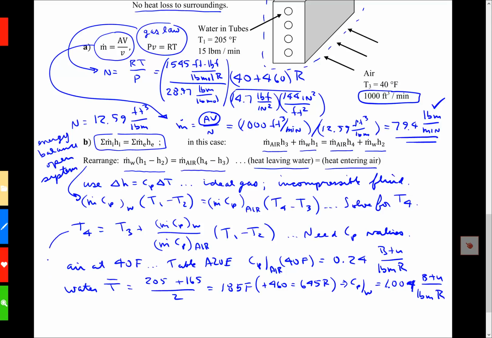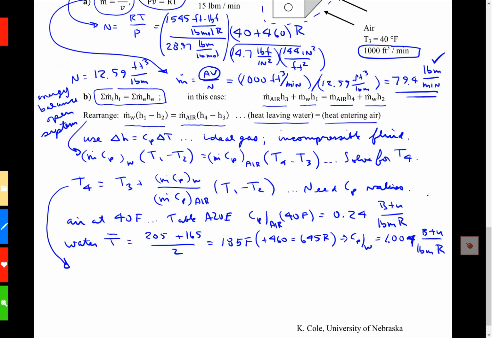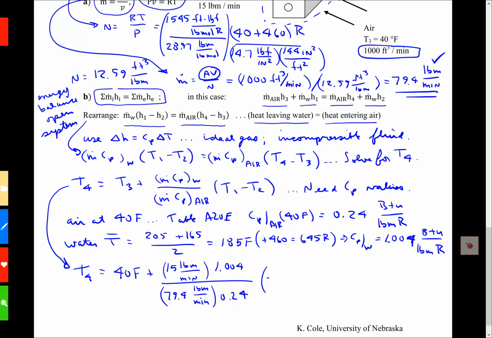All right, finally we can compute our temperature now. We've been given these values. Let me scroll up a little bit. We've got T4 is going to be T3, which is 40 Fahrenheit, plus m dot for the water is 15, that's in pound mass per minute. Cp for the water is 1.004. Now, actually, the units of Cp are going to cancel. The mass flow rate for the air is 79.4, and that's in pound mass per minute. And the Cp is 0.24. The temperature difference is T1 minus T2 for the water is 205 Fahrenheit minus 165 Fahrenheit.